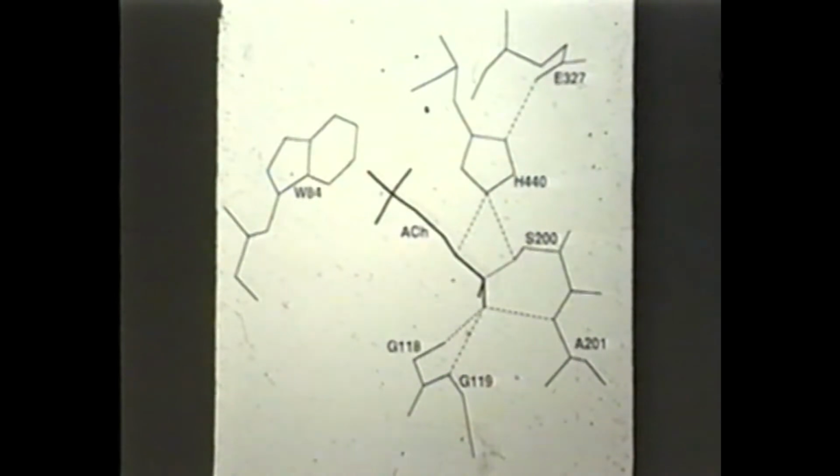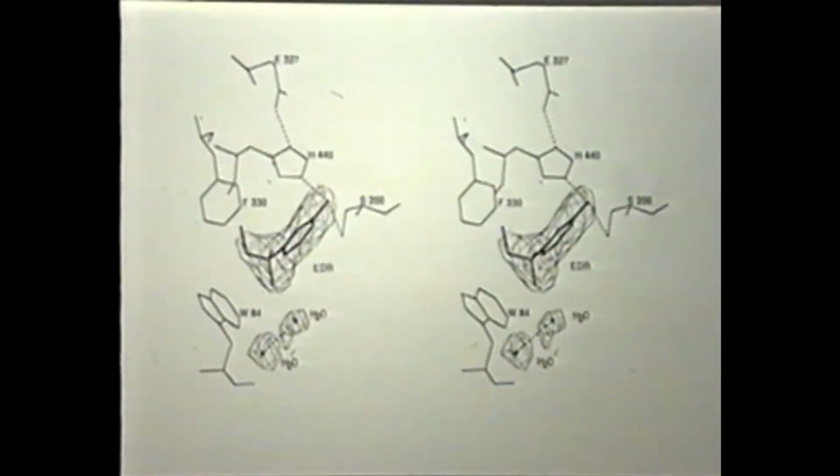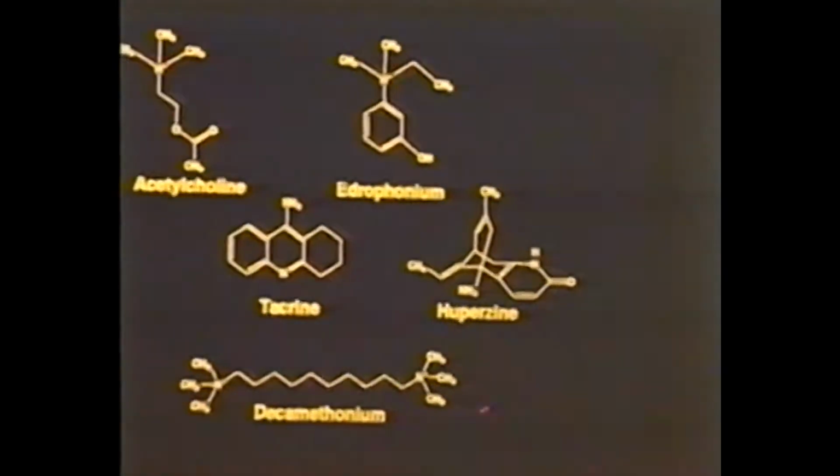And the way we thought to study this would be to try to bind inhibitors that look like acetylcholine and see if they bound in the active site anything like this. Next slide. And these are some of the inhibitors we looked at. Edrophonium, which is used for diagnostic purposes in myasthenia gravis, has a quaternary group. This is decamethonium, which was used in purification of the enzyme.